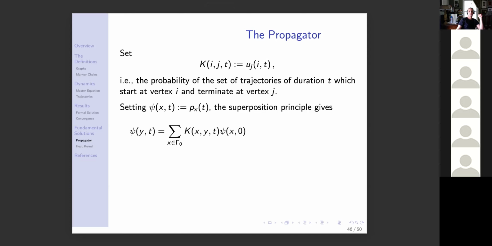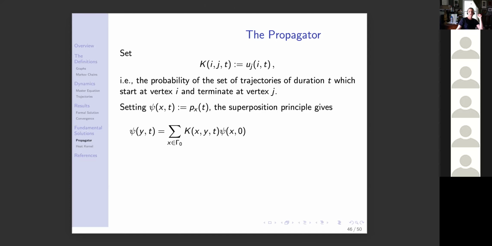So let's rename things a little bit to make it look more like a physicist would write it. Let's rename a vertex I by x. And let's look at the xth component of the solution to the master equation at time t. So let's define that as psi x comma t. Okay, so, like a wave function or whatever you want to call it, right? A distribution.